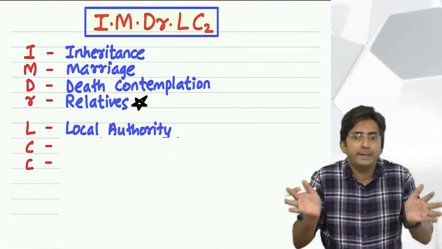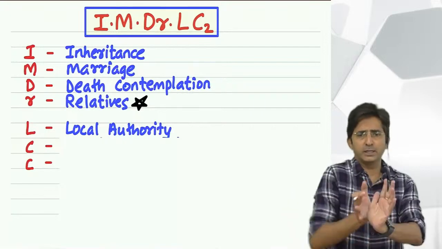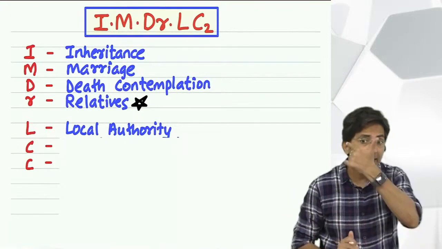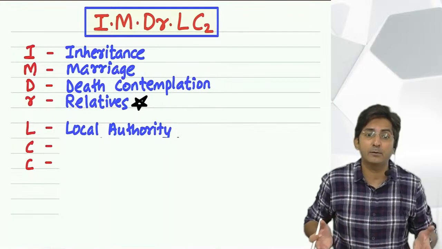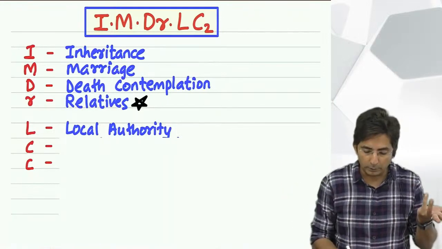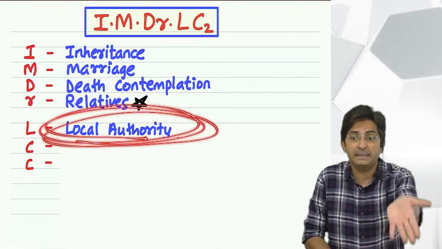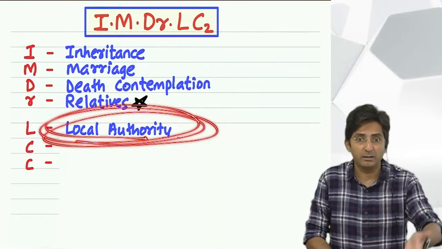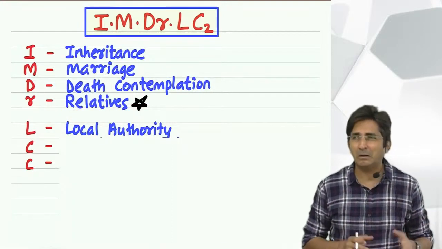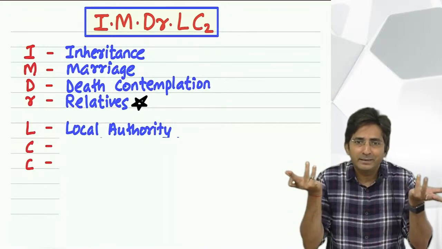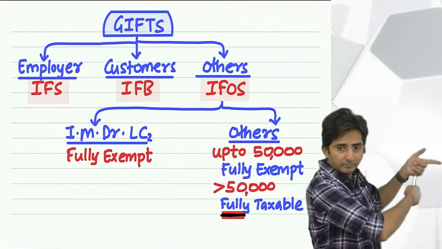So you also open up your mind. Don't stick to narrow thinking that gift means it should be on occasions or functions. See, that is a narrow approach. In the eyes of law, gift means anything you got free. It's not necessary that it should be at the time of some occasion or function. Like, the local authority has not given on some function or occasion. Rather, they have given at the time of calamities, natural calamity, earthquake, flood. So this is not an occasion. But whether it is an occasion, function or calamity, you are getting some money free. Free money is a gift. And all free monies are treated as per this chart. Okay.